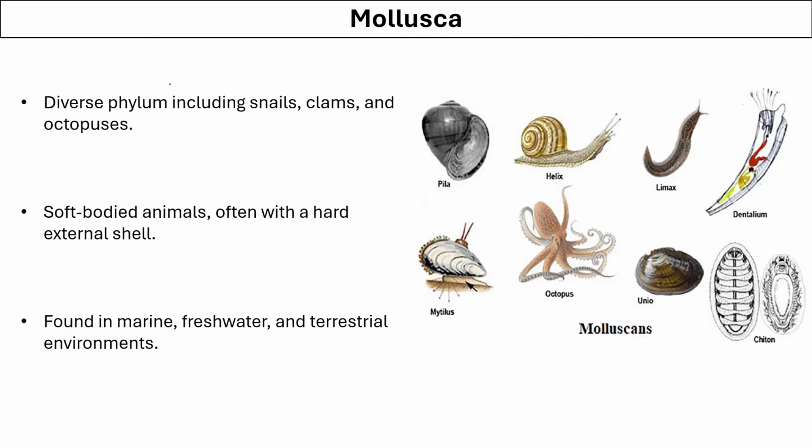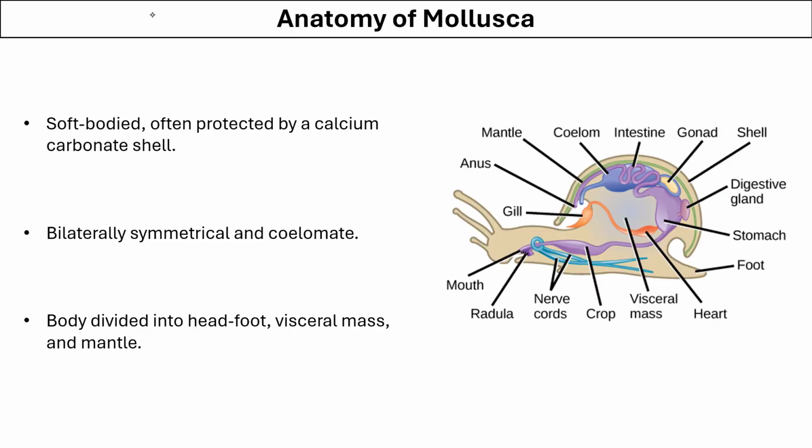The next phylum we are going to talk about is mollusks. They include snails, clams, and octopuses. Their bodies are soft, so that is why they are often enclosed in external shells. These shells are made up of calcium, and the animal lives inside them, and these shells are their exoskeleton. These animals are marine, or they can be freshwater or terrestrial, for example snails or slugs.